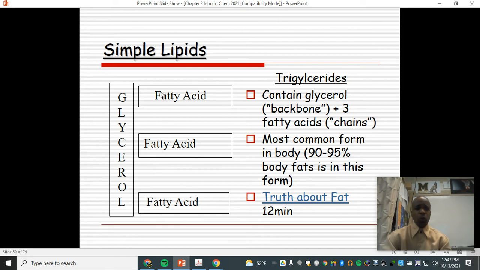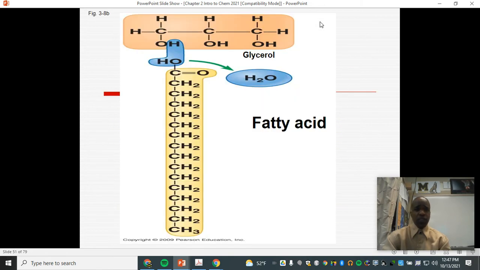Let's think. One, two, three. Is there a term that we use as a prefix to mean three? Yes, it's called tri. Tri means three. Three things are linked to a glycerol. They're called triglycerides. This is a picture similar to one of the ways that fatty acids can look.